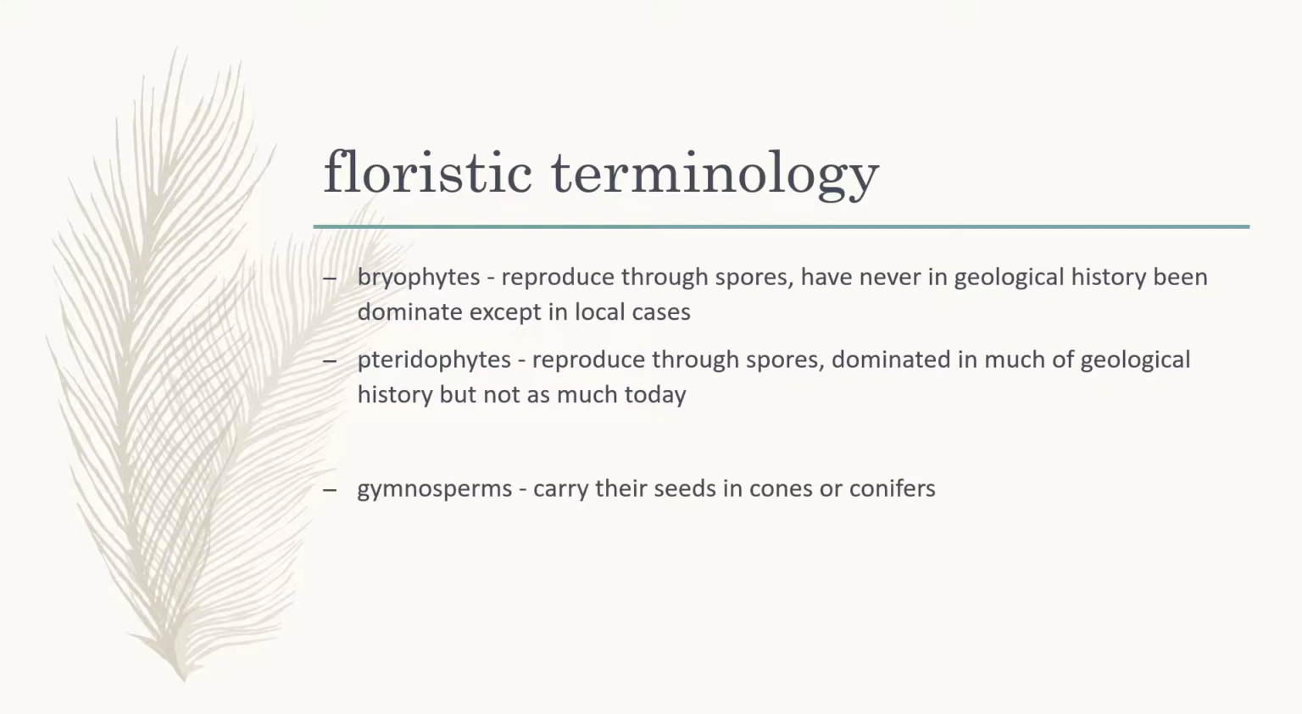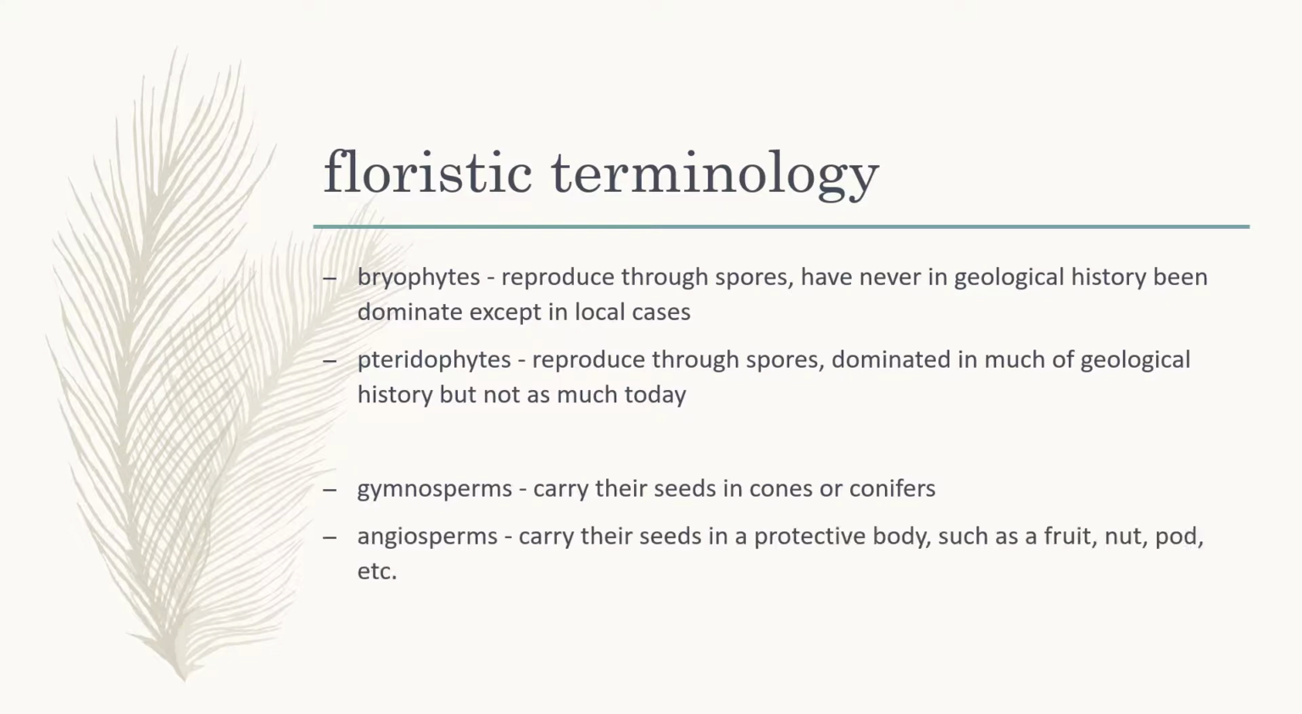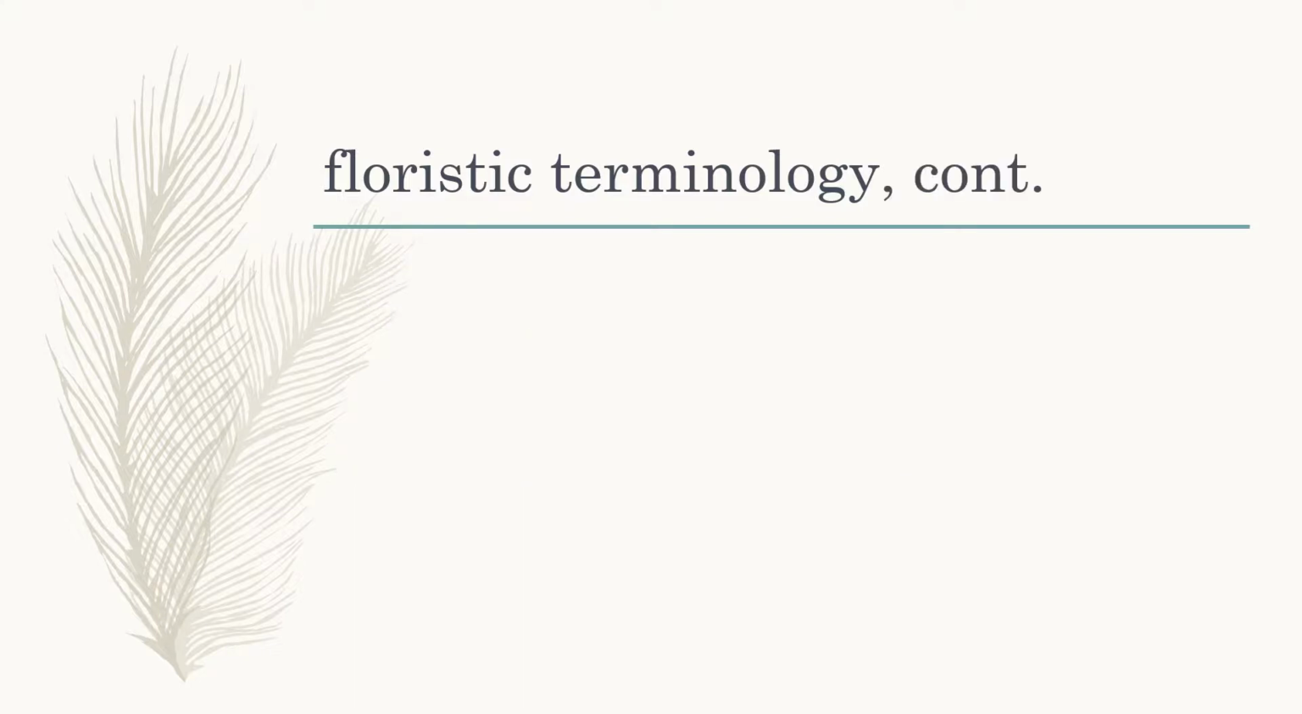Next, there are two categories of plants which reproduce using seeds. Gymnosperms carry their seeds in cones or conifers, such as pine trees. Angiosperms carry their seeds in a protective body, such as a fruit or nut. Other distinctions of plants are based on their stem or trunk composition. Woody plant stems are composed of hard fibers, while herbaceous plants are composed of soft fibers.